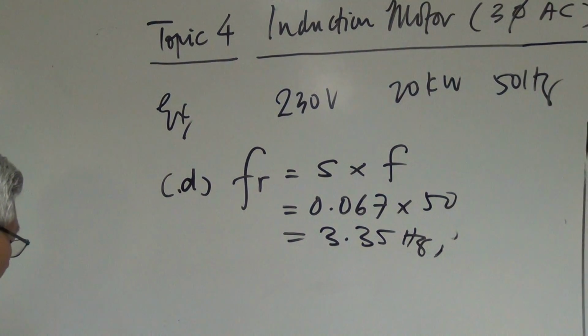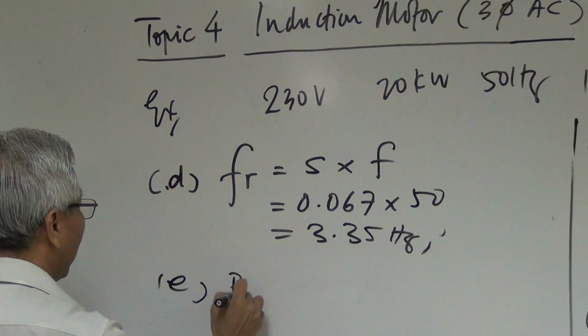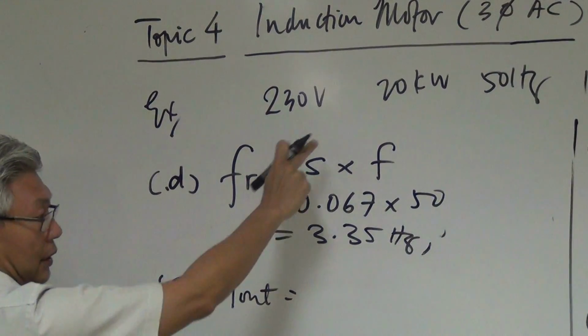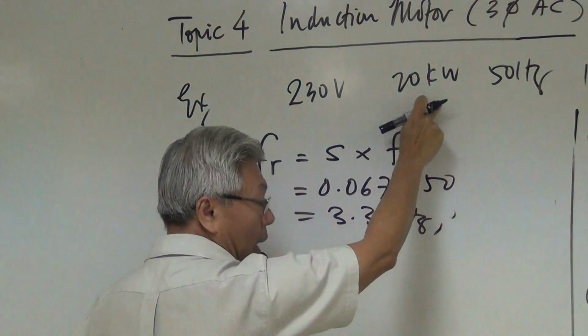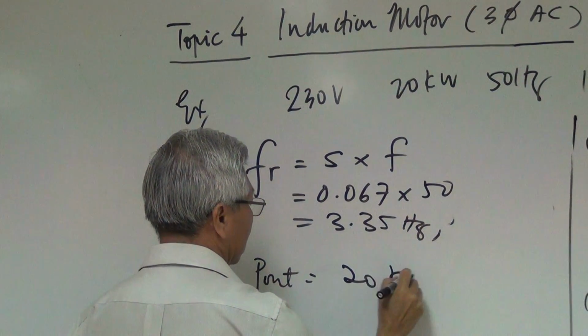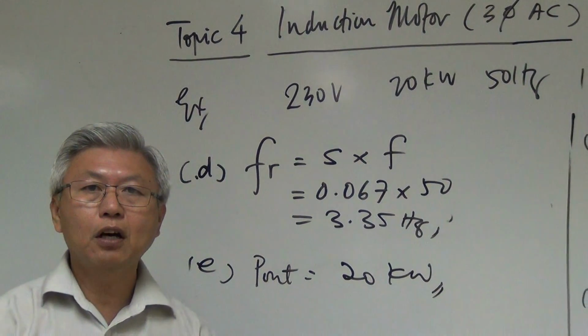And lastly, actually this question is from your tutorial. You're asked what's the output power. No calculations needed. We are just training you how to read a question. When power is given, it is the output power. So that's 20 kilowatt. Okay, so that's the first section of the induction motor.